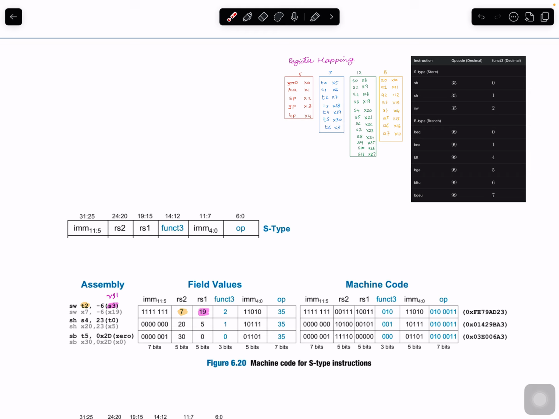So let's look at this example. Store word S3. So 35, right? 2, because it's this. And then RS1 is this, S3. S3 is 19. T2 is 7.